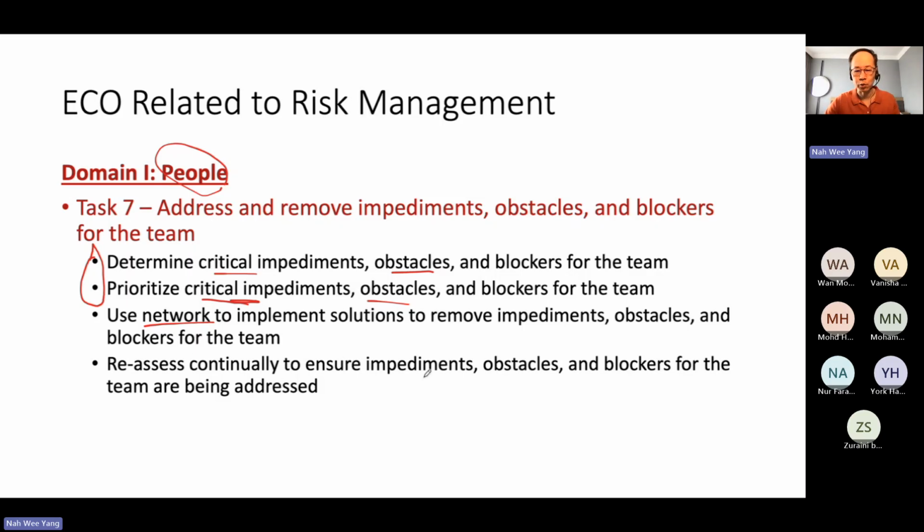Reassess continually to make sure that these obstacles are being addressed. Mainly this is to make sure there's a common understanding. We cannot just say this is what we'll do, but we want to make sure that all the stakeholders understand why we need to do this. Right, so that's on the people side.